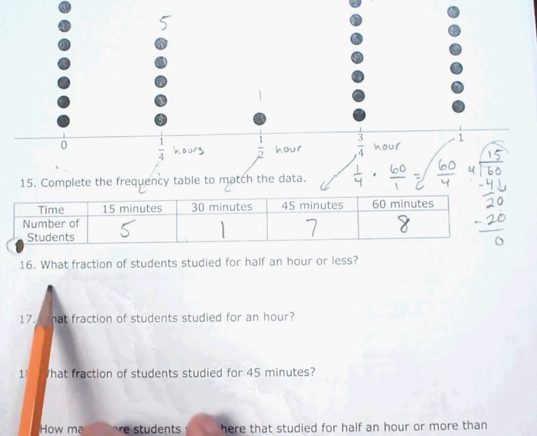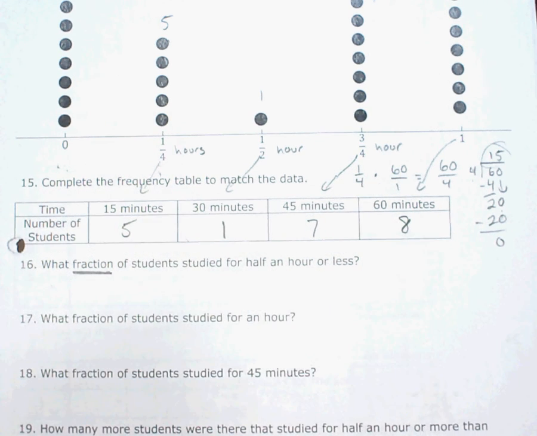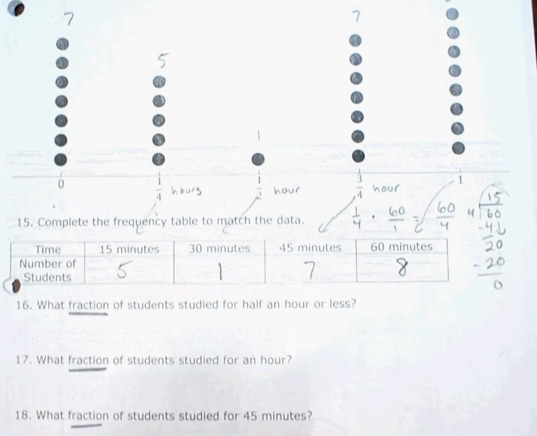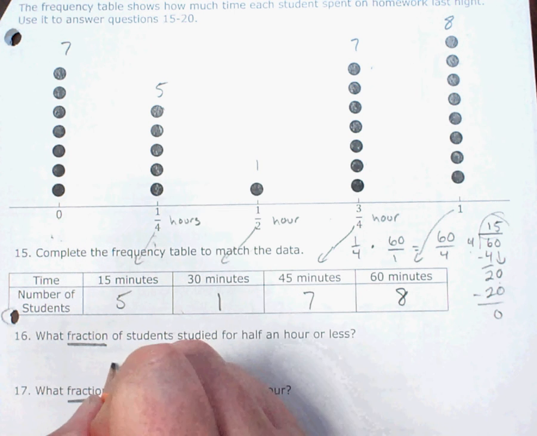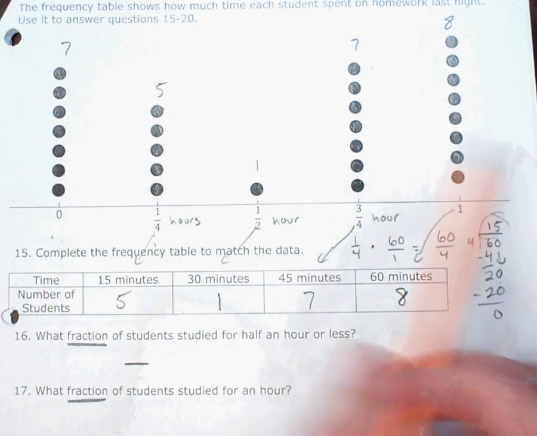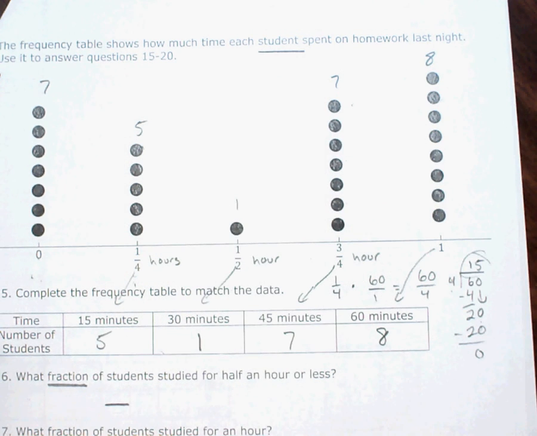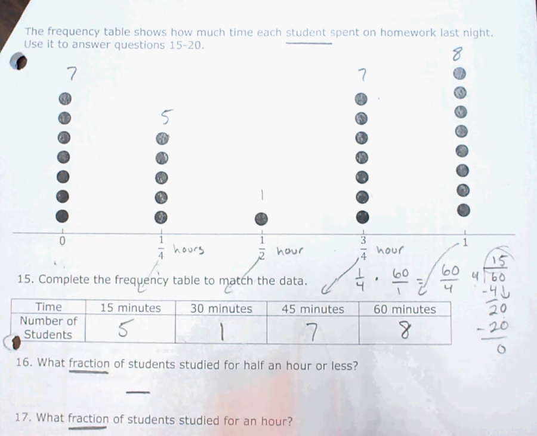So number 16 says, what fraction of students studied for half an hour or less? It's asking me for the fraction, and it asks for a fraction on number 17 and number 18 as well. If we recall, when we're dealing with dot plots and we're asked for a fraction as an answer, our denominator is going to be the total number of dots, because the total number of dots represents the total number of students. Everything we give for 16, 17, and 18 is going to be some number in the numerator out of however many total students. So we need the total students.